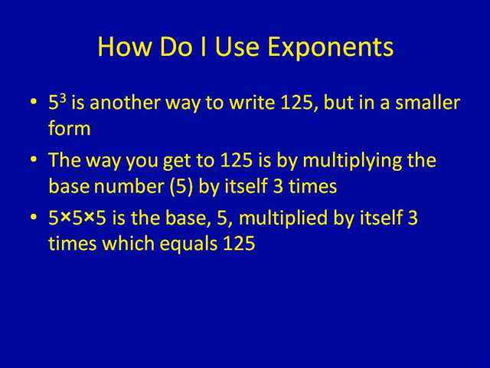How do I use exponents? 5 cubed is another way to write 125, but in a smaller form. The way you get to 125 is by multiplying the base number 5 by itself 3 times. 5 times 5 times 5 is the base 5 multiplied by itself 3 times, which equals 125.